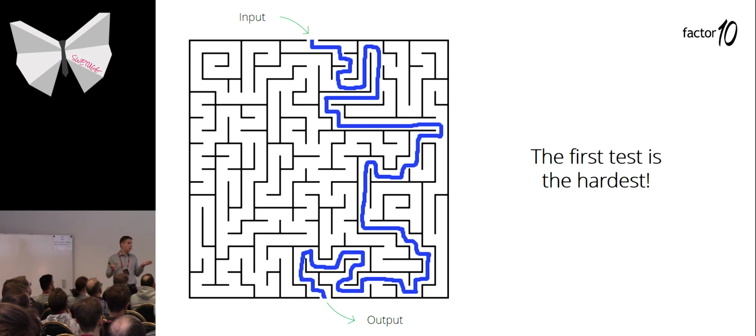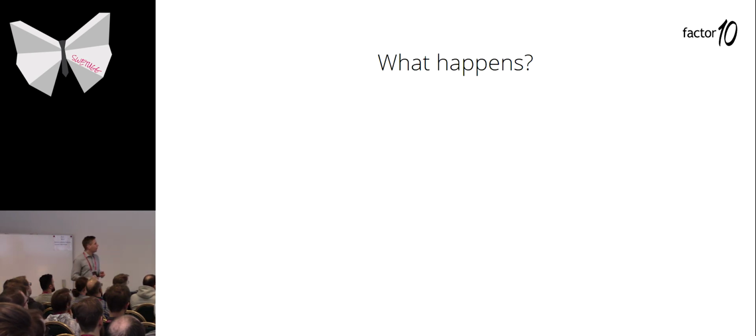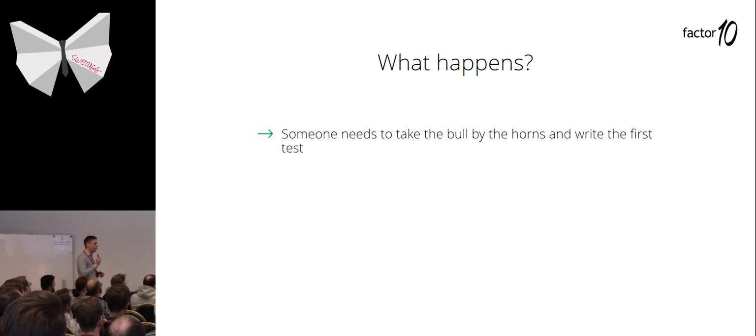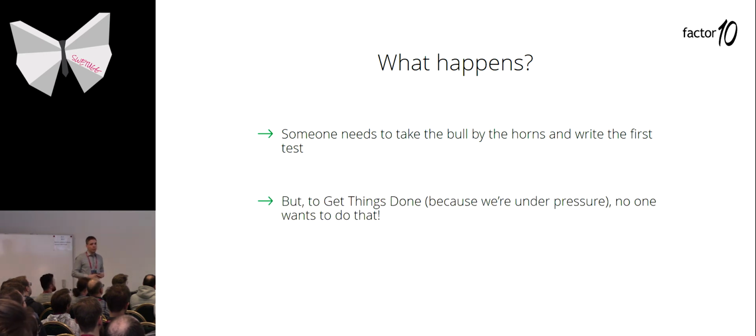Had we used test-driven development, this wouldn't be a problem, of course. But this is very hard. So what happens then? What happens is that someone needs to take the bull by the horns and write the first test. Someone needs to invest the time, because once that first test has been written, the rest are much easier, at least for that particular area of the maze. Who will take the bull by the horns?